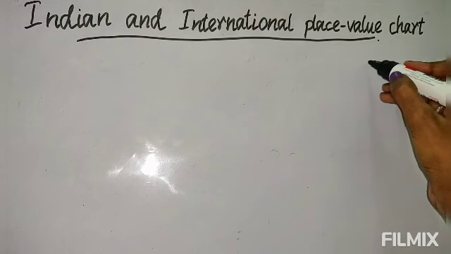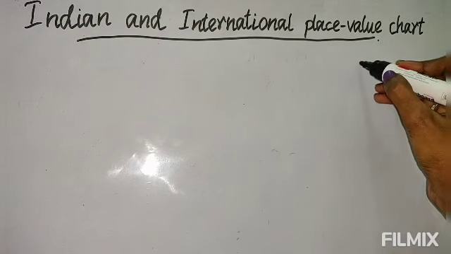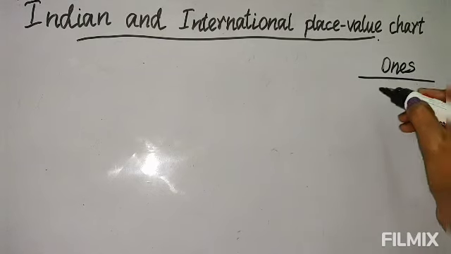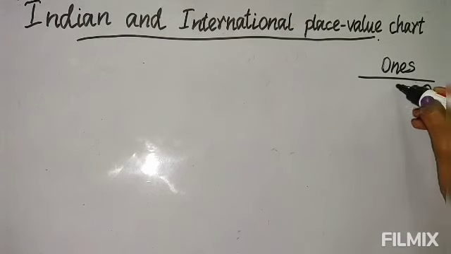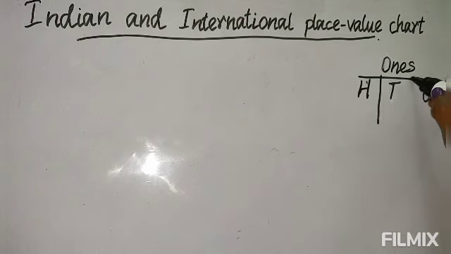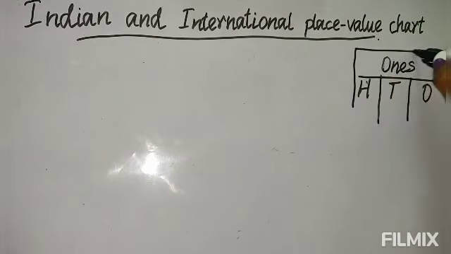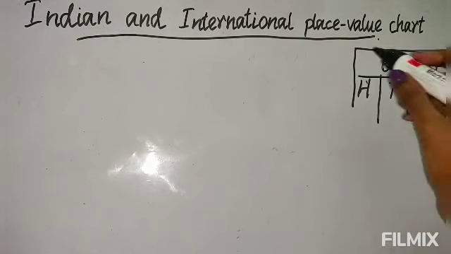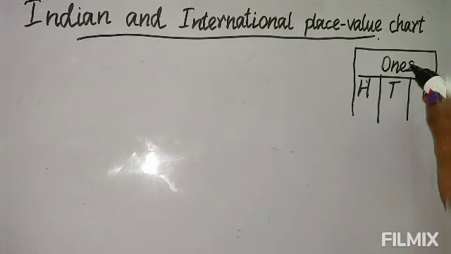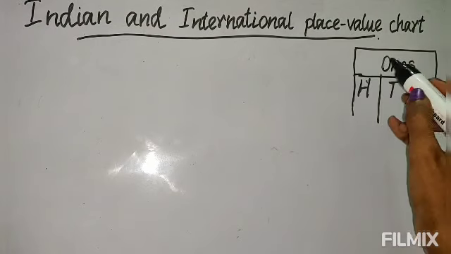First, in the Indian place value chart, the periods. First is the ones period. In the ones period there are three places, that is ones, tens and hundreds. This is the period, ones, and these are the places. You must know the difference. Already I have taught you in the Indian place value chart. This is the period and this is a place. So in the ones period there are three places: ones, tens and hundreds.